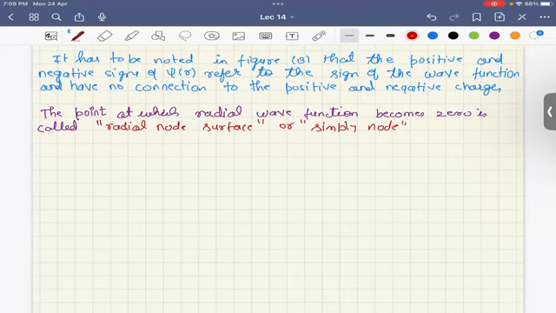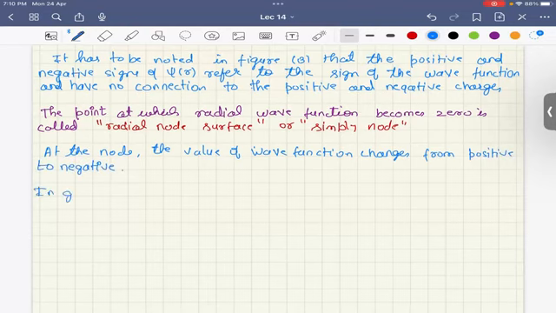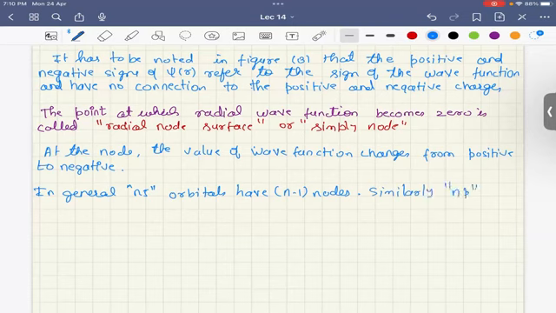At the node, the value of the wave function changes from positive to negative. In general, it has been found that ns orbitals have n minus 1 nodes. Similarly, np orbitals have n minus 2 nodes, and so on, where n is the principal quantum number of the orbital.